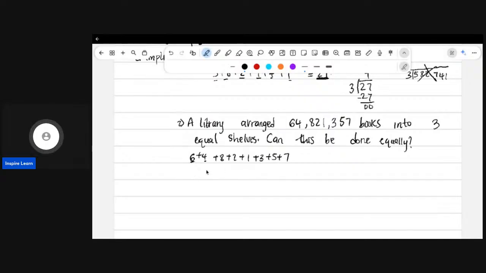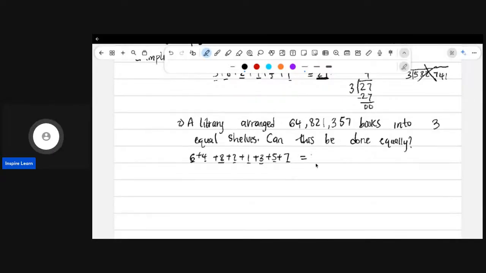6 plus 4 is 10. 10 plus 8 is 18. 18 plus 2 is 20. 20 plus 1 is 21. 21 plus 3 is 24. 24 plus 5 is 29. 29 plus 7 is what?